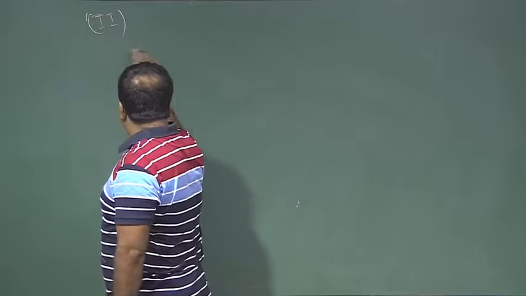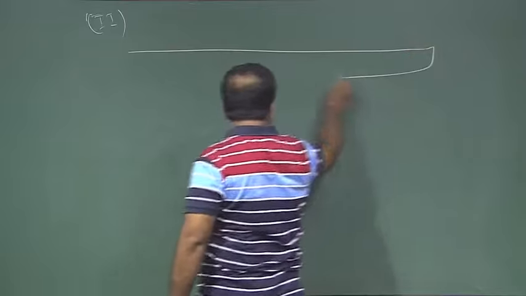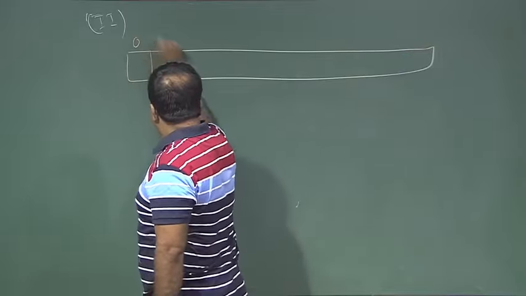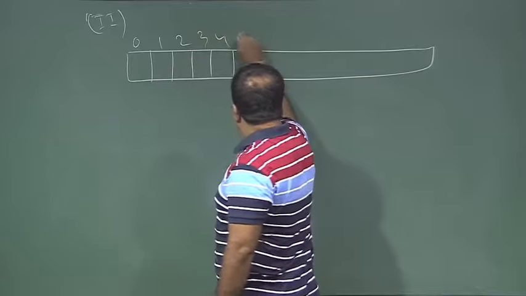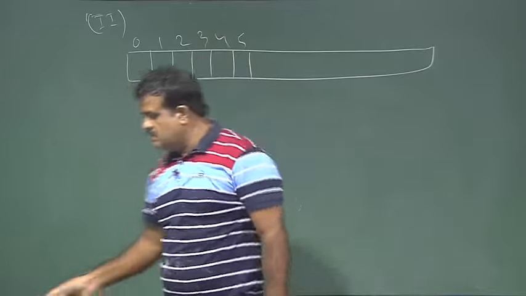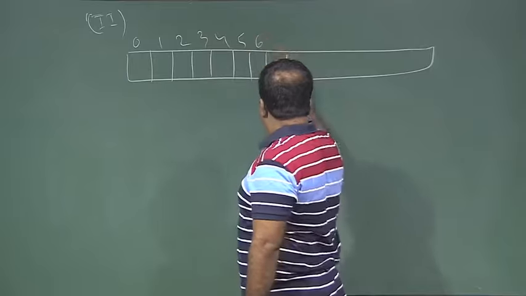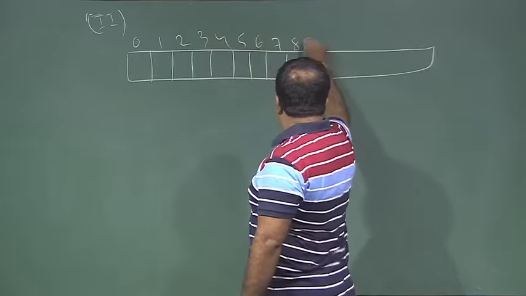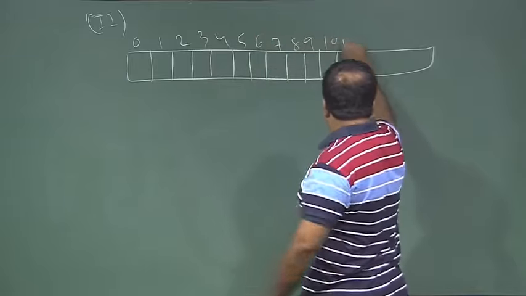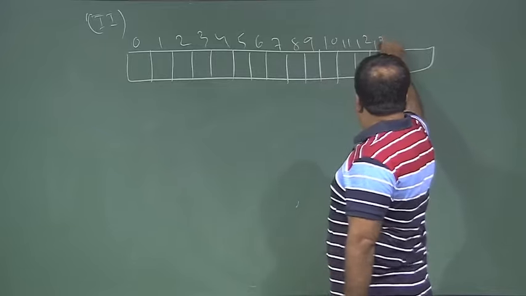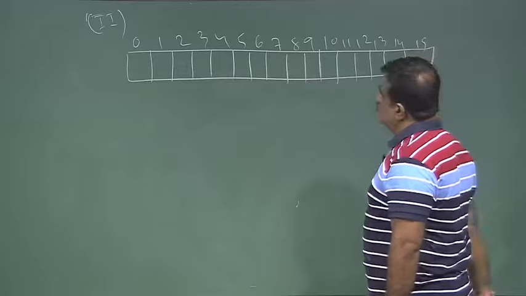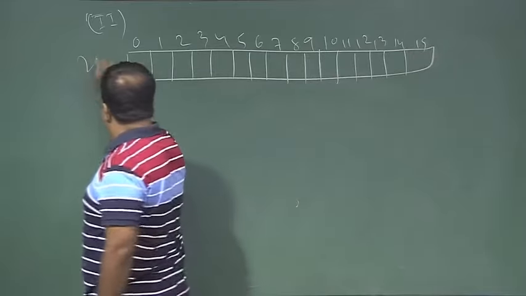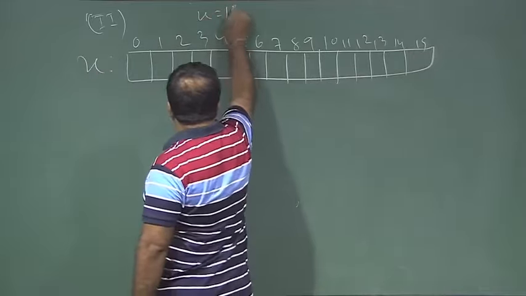So, this is our u array. 0, 1, 2, 3, 4, 5, 6, 7, 8, 9, 10, 11, 12, 13, 14, 15. Okay. So, our u is here, our u is 16 say.